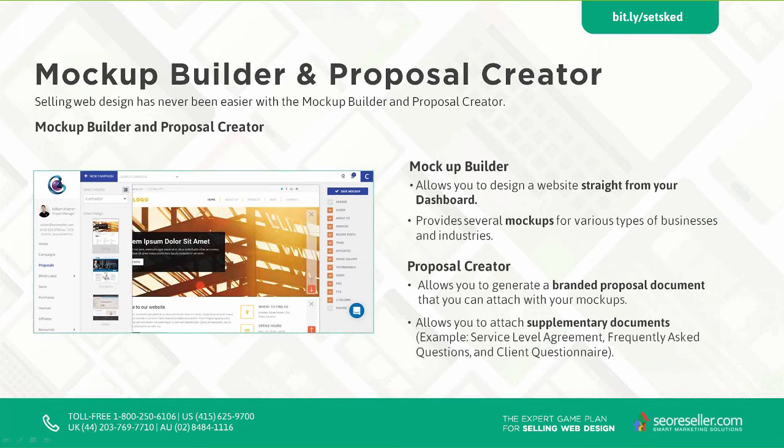Right. And the bottom section or part of the proposals is the actual proposal creator. It allows you to generate a branded proposal document that you can attach your mockups to. So the mockups that you created earlier, you can pick up the three and we'll show you how to do it. But this allows you also to attach them. And then you basically attach supplementary documents like the service level agreements, the frequently asked questions, and the client questionnaire. And the mockup. Yes. Right.